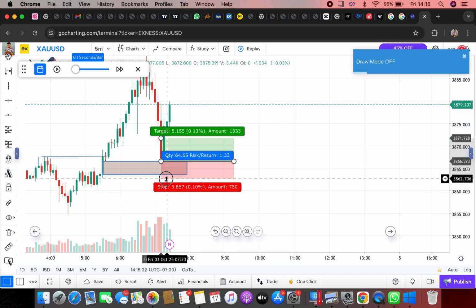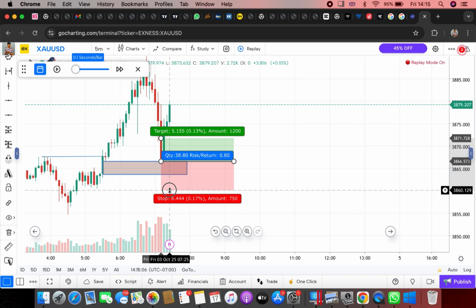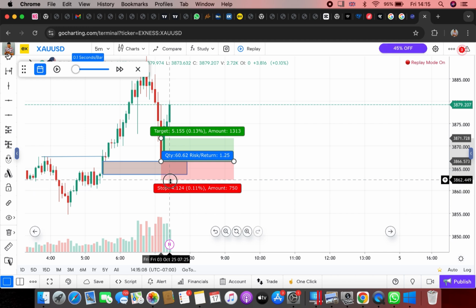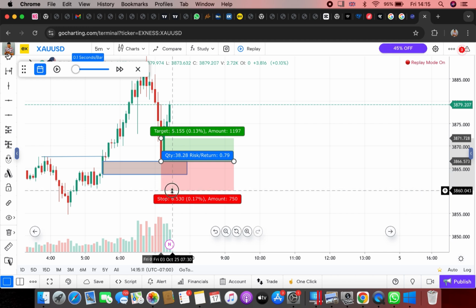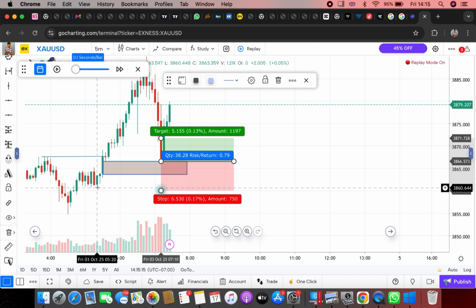Your SL will be here. We need this fair value gap, or beneath this low here. We need this nearest low. Anyone you want. We need the fair value gap, or beneath this lowest point. This point here. Beneath this nearest low. That's where your SL should be.